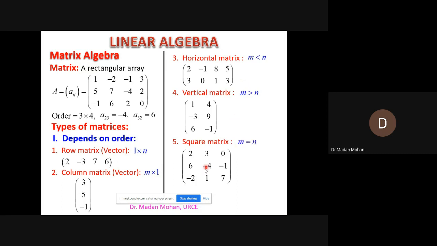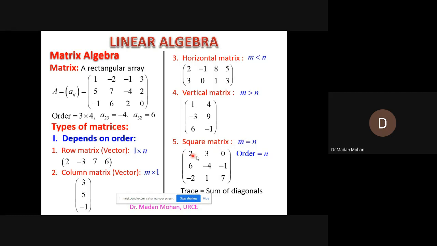Therefore, for a square matrix, instead of saying m cross n, we simply say order n. Order n means it is a square matrix of order n cross n. Whenever you have a square matrix, you can talk about the word trace. Trace means the sum of diagonal elements. Please observe, this word trace we use only for square matrices.